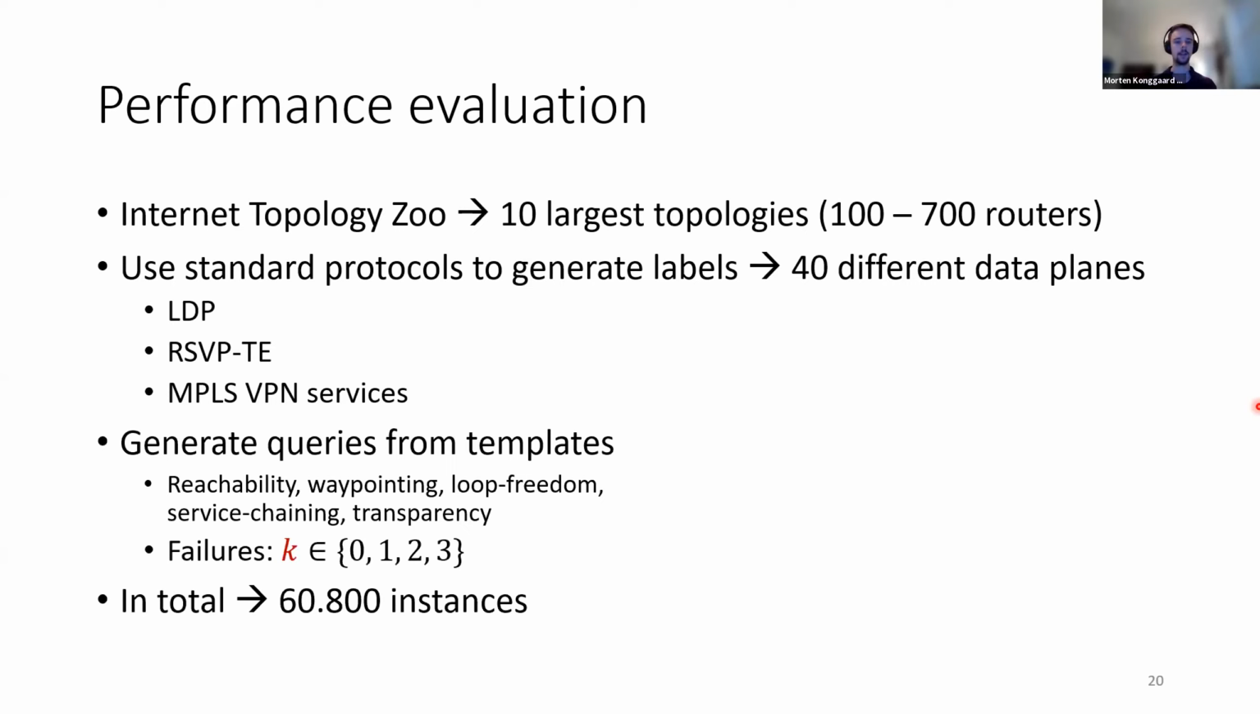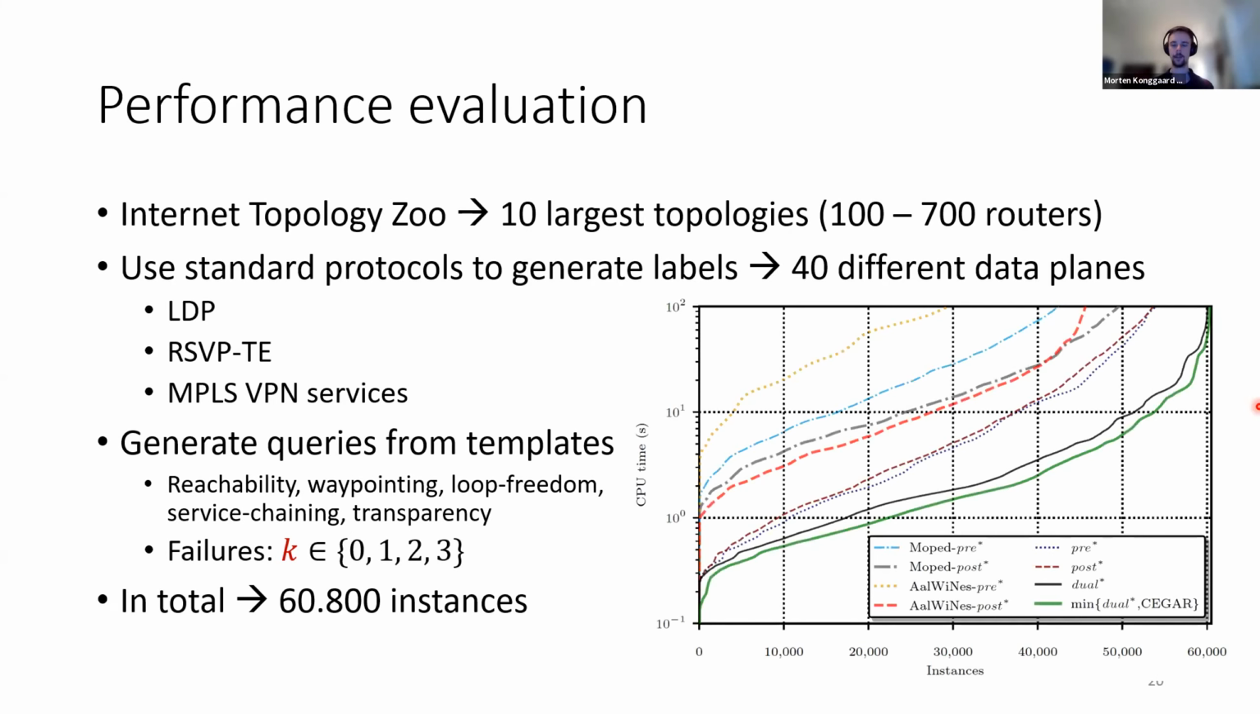For each of these, we generate queries randomly based on some templates. And these are properties like reachability, waypointing, loop freedom, service chaining, transparency. And we use various levels of number of failures. In total, this gives us a benchmark set of 60,800 queries. And we have adjusted these templates so that there's a roughly even distribution between positive and negative queries.